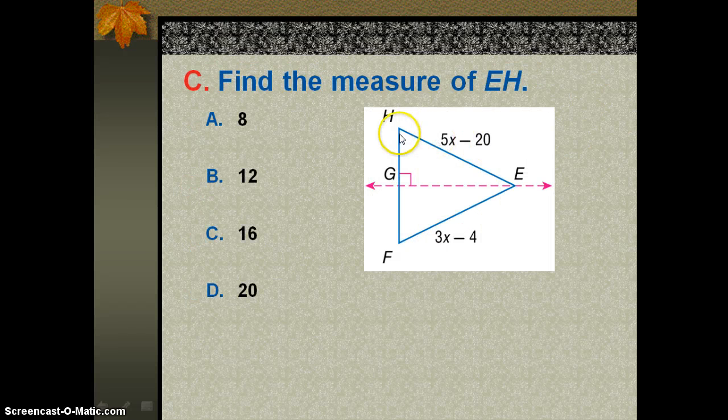Find the measure of EH. Again, I have a perpendicular bisector, which means that these two sides have to be congruent because E has to be equal distance from H and equal distance from F. So first I need to find X by setting these two equal. When you set them equal, you should get that X is equal to 8. Then we need to plug that in to find EH. So 40 minus 20 is going to give me 20.